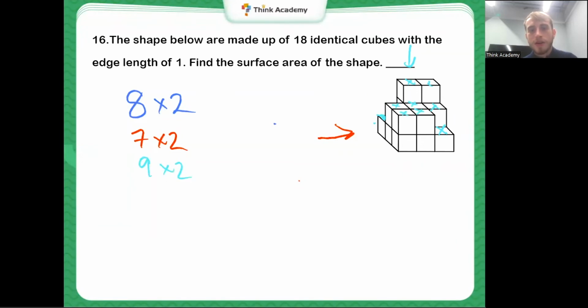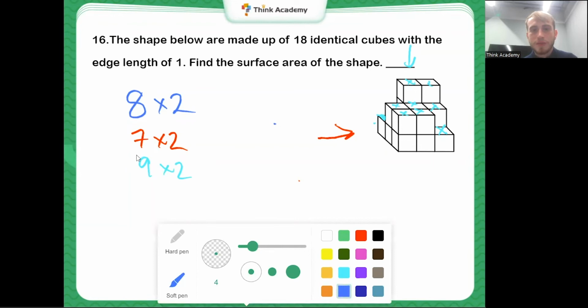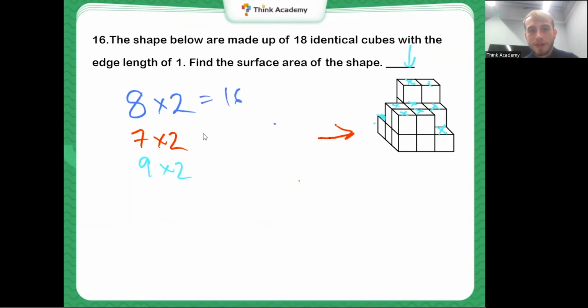Okay, so working out the answer to each of those sums, we've got 16 plus 14 plus 18, which is equal to 48.